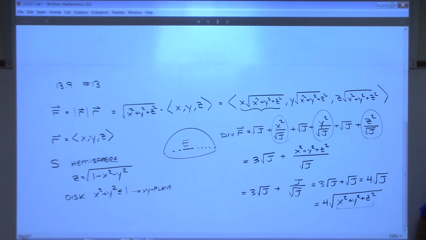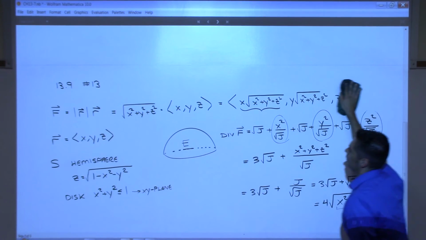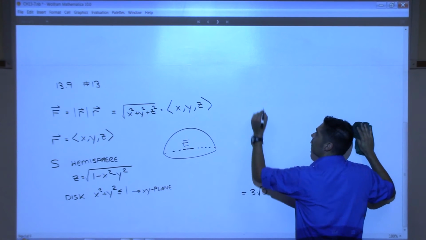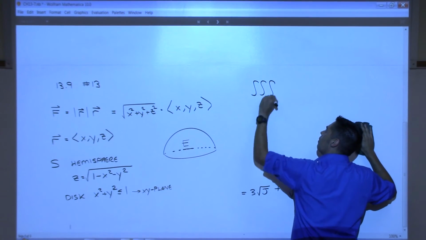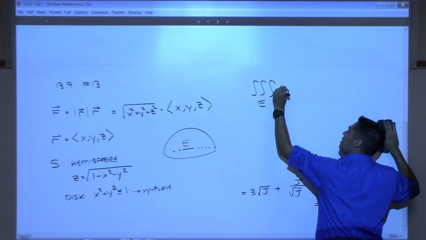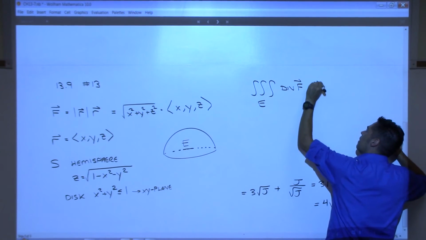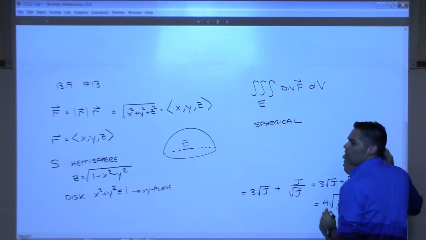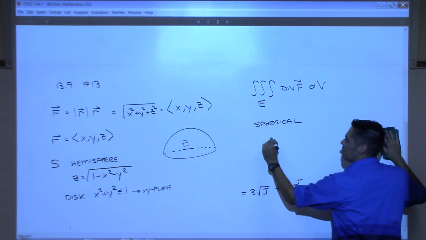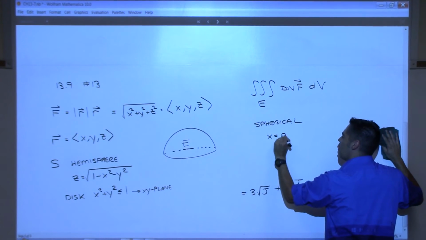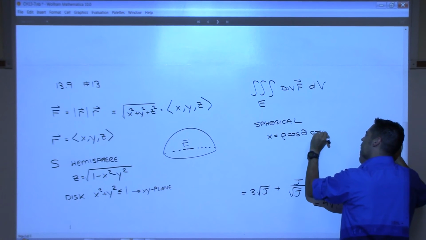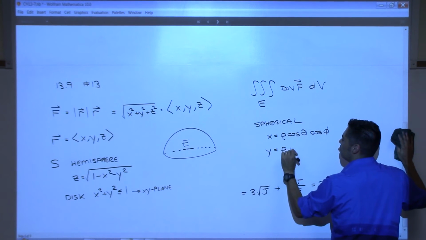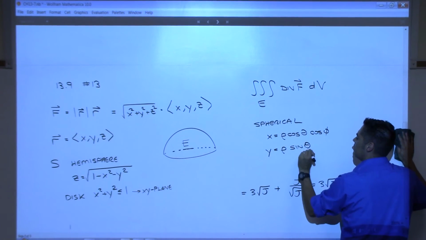With me? All right, hope so. So here's what I've got now. I've got my triple integral over E of div f dv. I'm going to switch to spherical here. Remember all our spherical conversions? It was like x was rho cosine theta sine phi, and then y was like rho sine theta sine phi.